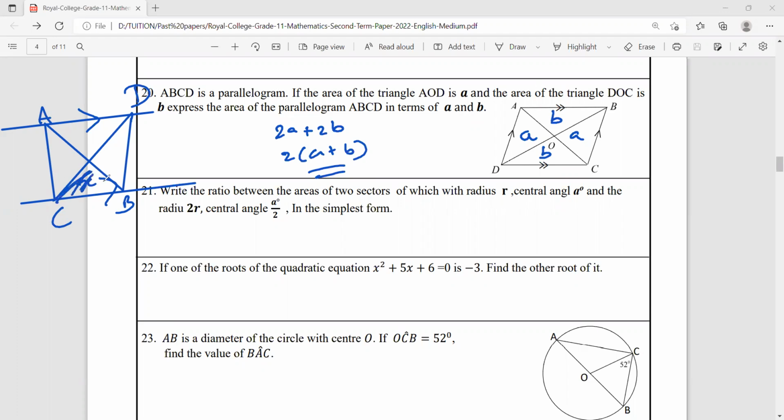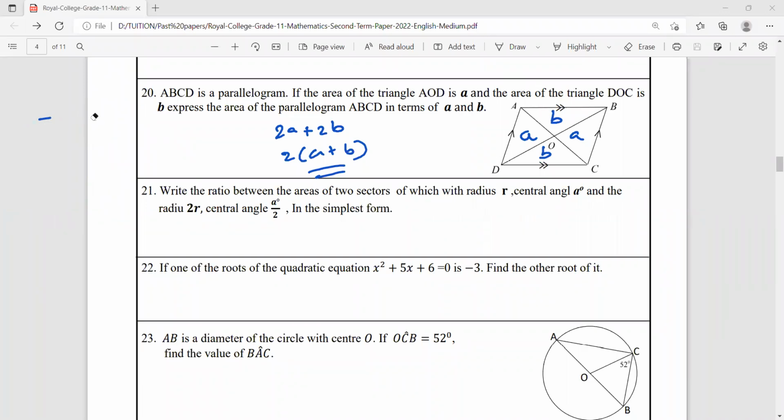Therefore, you can see this area is common to both sides. Therefore, if this is simply B, this is also simply B. So this way you can prove that. This is also A. This is also B. But you can simply take that here. The diagonal bisects the area of a parallelogram.